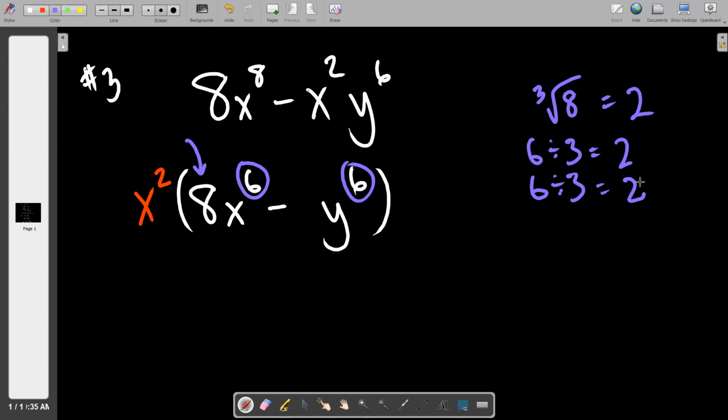Austin, does that make any sense? So now it's time to do our thing. What is A? 2x squared. 2x to whatever power I get when I divide the old one by 3. If you're square rooting, you divide the power by 2. You're cube rooting, you divide by 3. So A is 2x squared. And what is B? Yes.